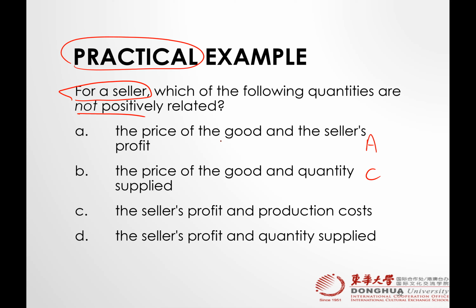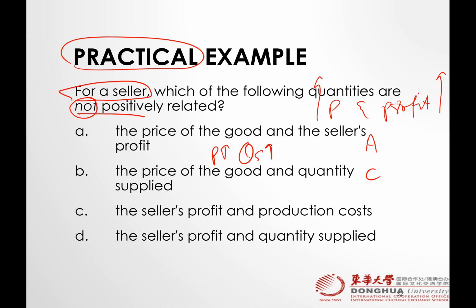For a seller, the price of the good and the seller's profit. Price and profit are related. If the price increases, their profit also increases. This is true. They are positively related, but we are exploring what is not positively related. The price of the good and the quantity supplied. That is the law of supply. If price increases, quantity supplied also increases.